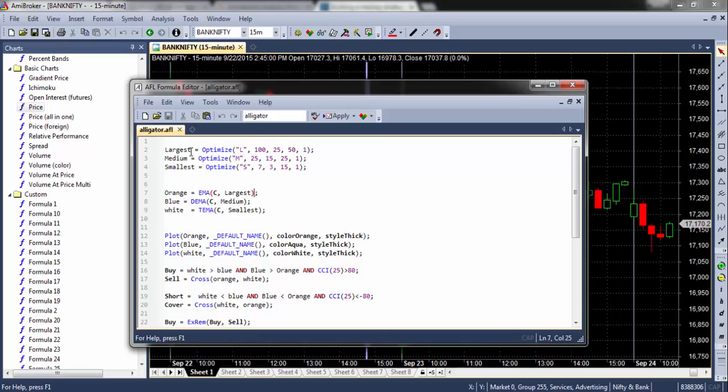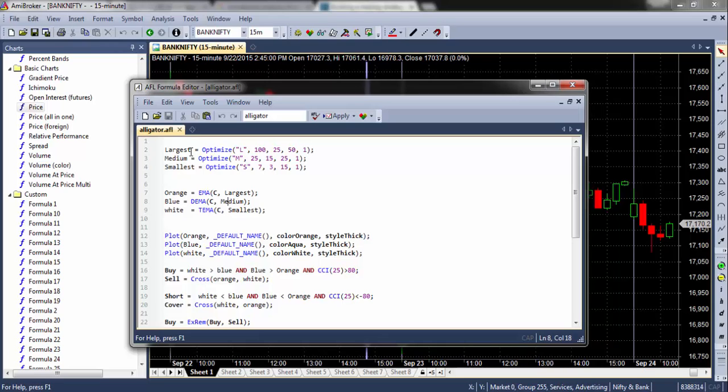Then further on, another array has been defined. This is more for the purpose of explanation. So orange is basically the EMA, which is the exponential moving average of close, 100 period, which is the largest. So 100 is the value that is coded into largest. Similarly, blue is a faster moving average, which is the DEMA on close and medium, which is 25 period. And then the white is the fastest, that is a TEMA, which is a triple exponential moving average, and the smallest period of 7.